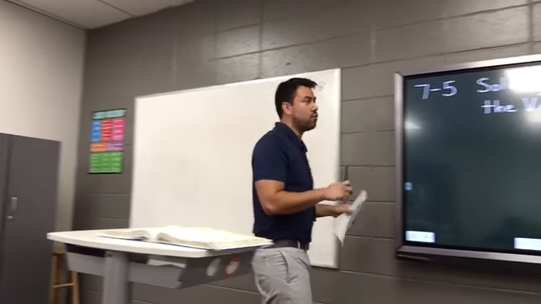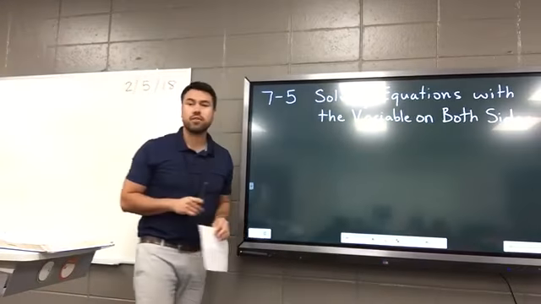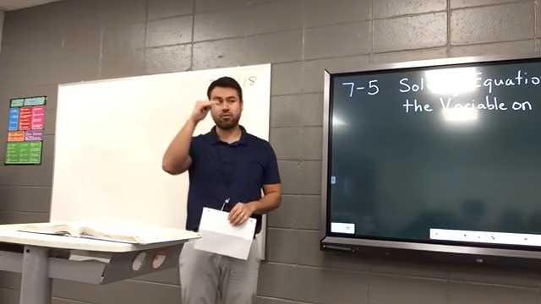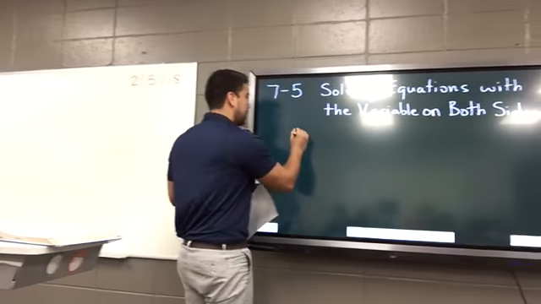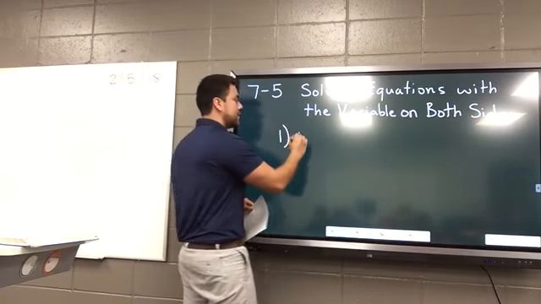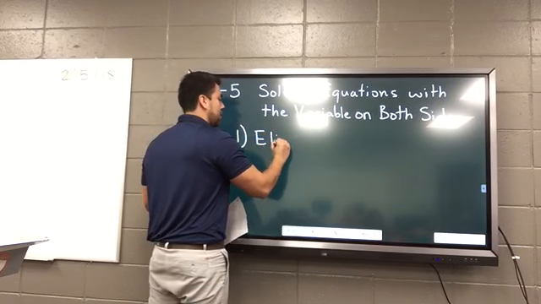I'm going to give it in 4 steps how to solve equations with the variable on both sides. So if you can get these 4 steps down and you follow them every time, you should be able to get these answers right. So your first step here is eliminate parentheses.